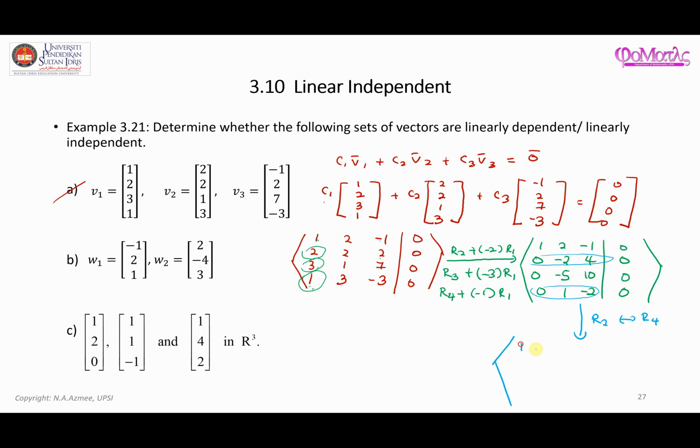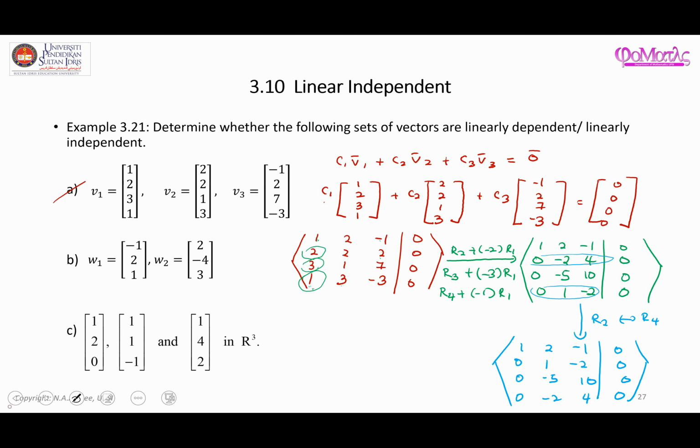Here we have 1, 2, negative 1, 0, 0, 1, negative 2, 0, 0, negative 5, 10, 0, 0, negative 2, 4, 0. So next, what I can do is, do I have space? Okay, I have space here. Well, I'm just going to continue on the next page.